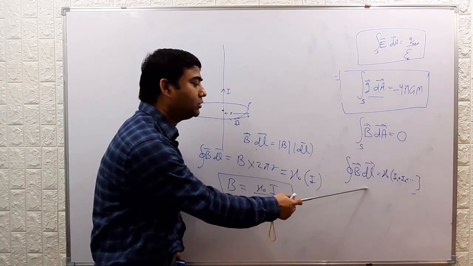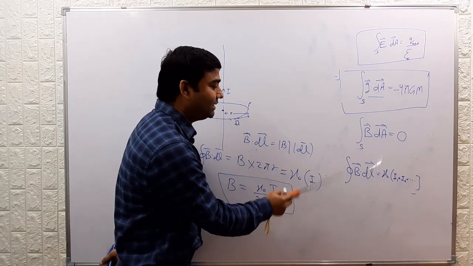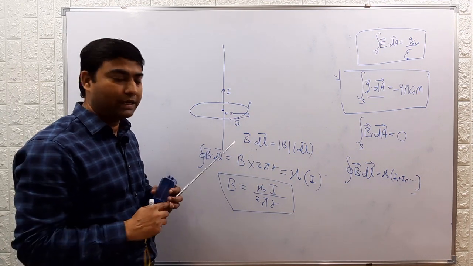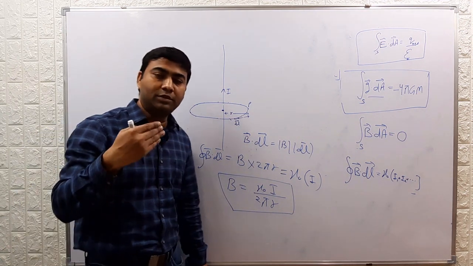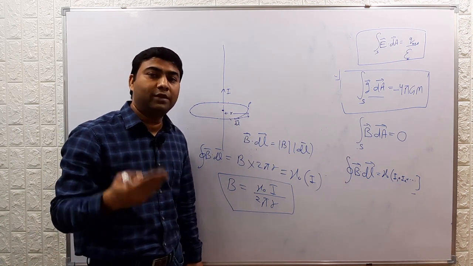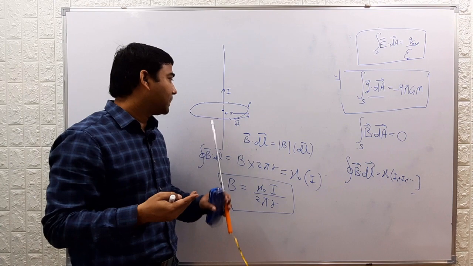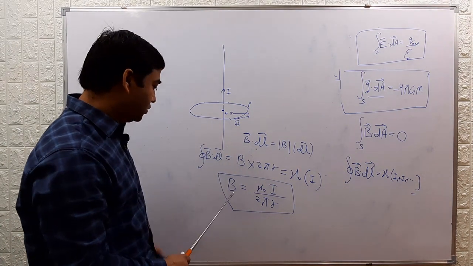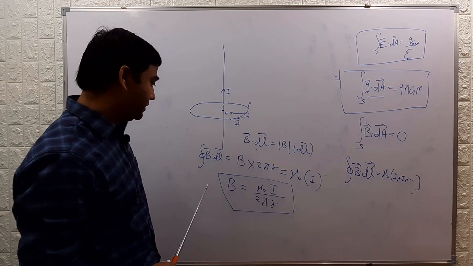Logically you can find the dot product. This line integration as well as surface integration you can logically find without actually carrying out integration, with the help of the symmetry method and with the help of suitably choosing the surface, the Gaussian surface, or the curve in case of Ampere's law. So here you can see this is the magnetic field.